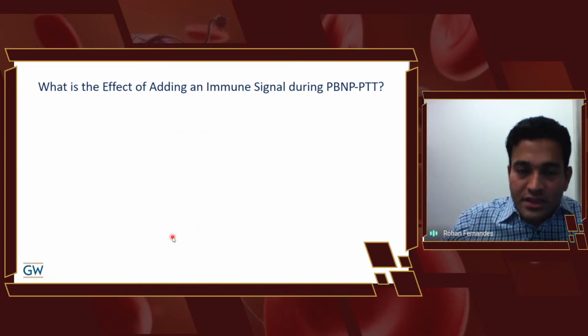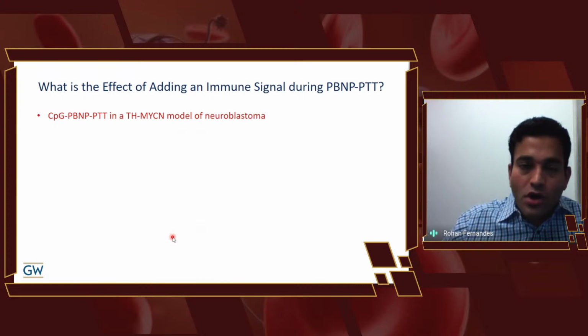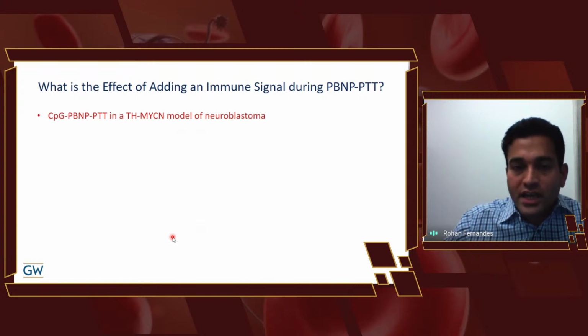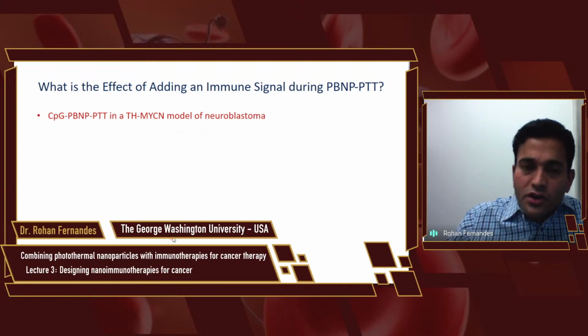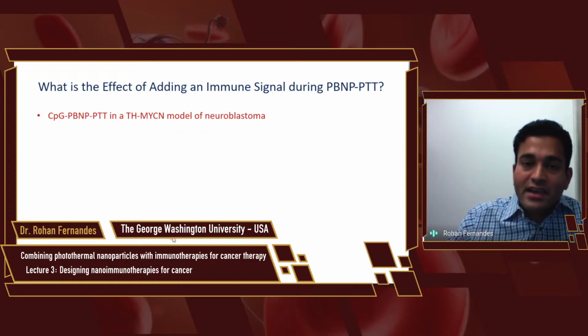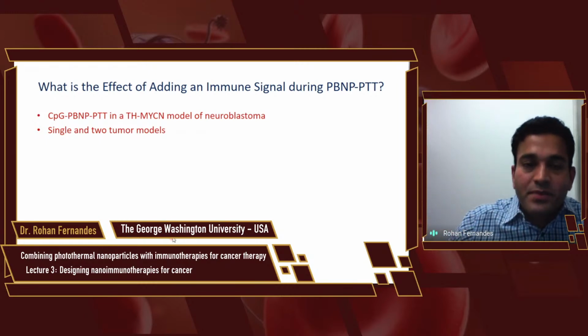So we wanted to build on this a little further. We saw these results in the Neuro2A model of neuroblastoma, and we all understand that there are inherent limitations of working with a single tumor model. So we wanted to verify if the CpG PBNP PTT would work in a Th-MYCN model of neuroblastoma. In this particular study, we worked with single and two tumor models. So we had either one tumor on the mouse flank or two tumors on opposing flanks, where we administered CpG PBNP PTT to one tumor and not the second.